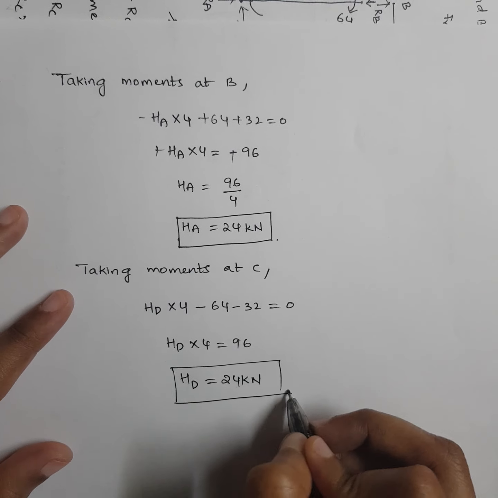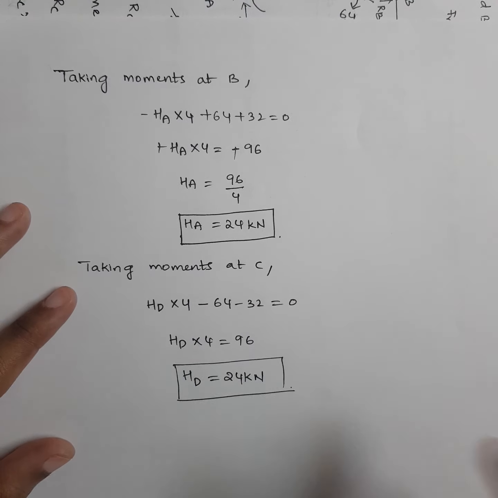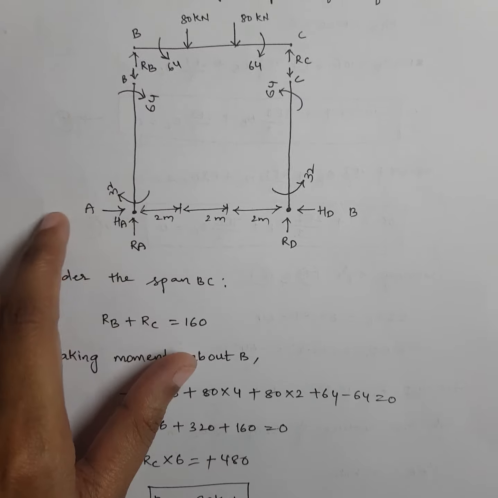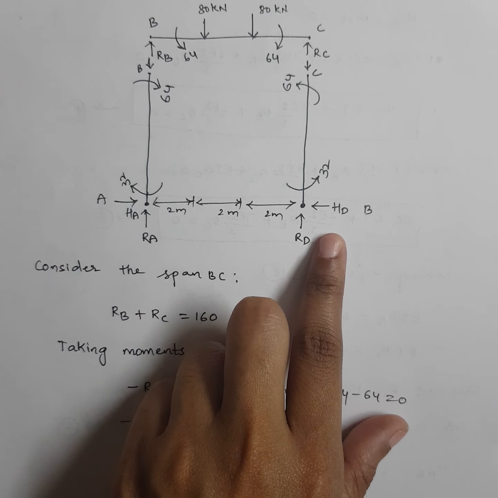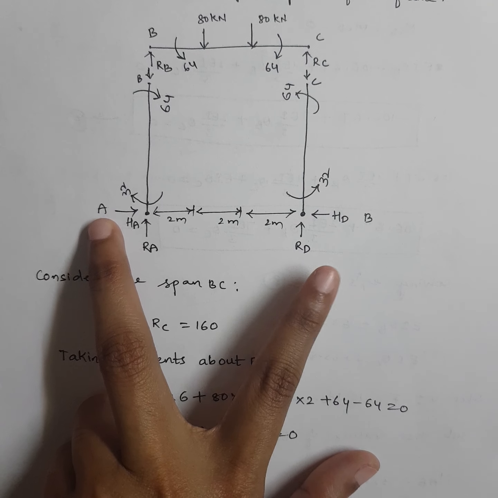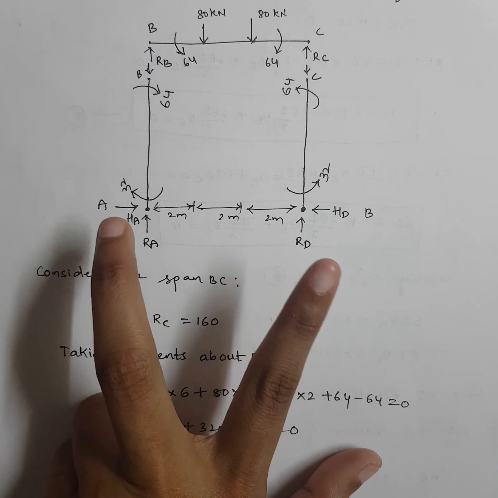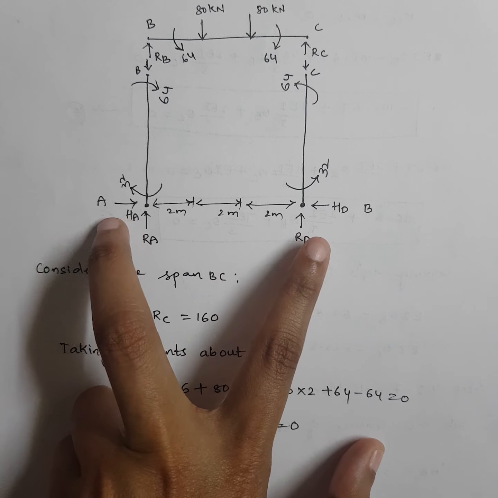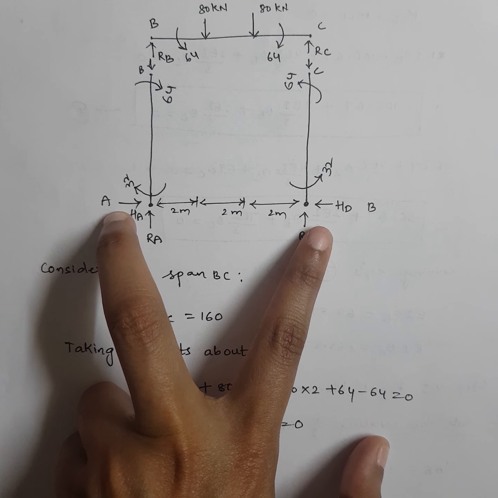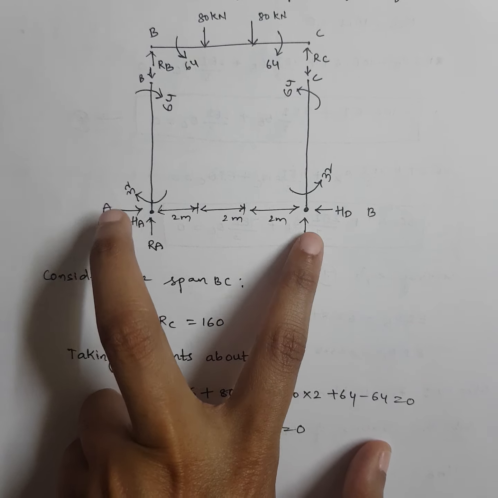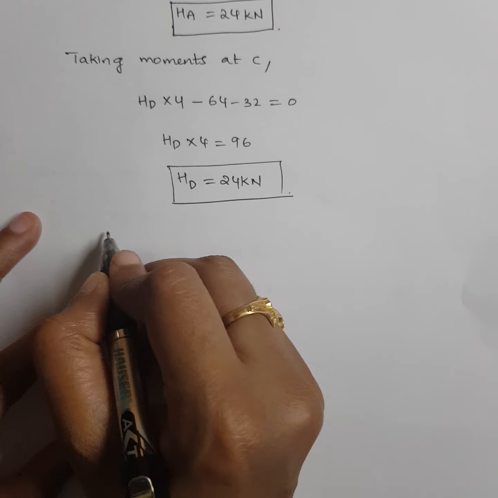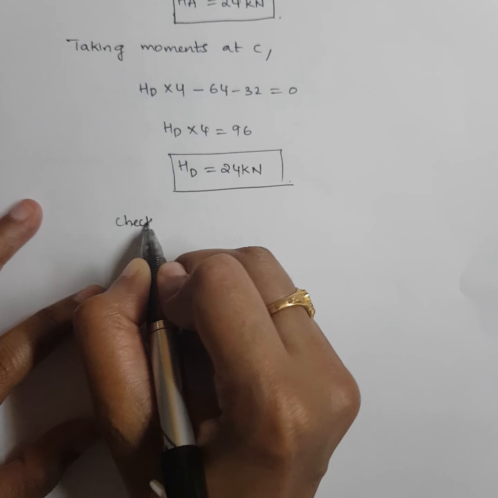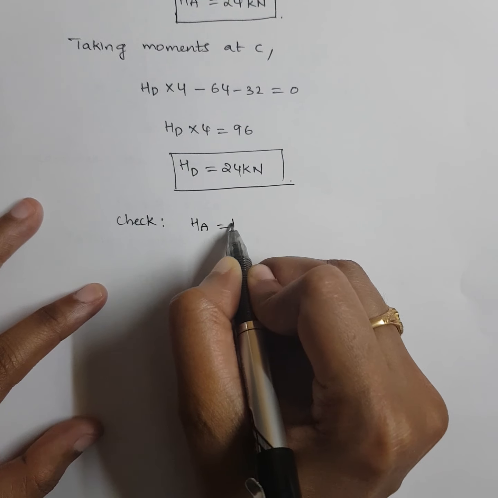See now, HA and HD are equal in magnitude. I got both the values positive. Why? Because I took HA from left to right and I took HD from right to left. Means what? Both are 24 and 24. They are equal in magnitude and opposite in direction. Why? Because when I followed this sign convention only, I got both to be positive. Means what? HA and HD are equal. Means our reactions are correct. So this is our check. So our check is HA is equal to HD.